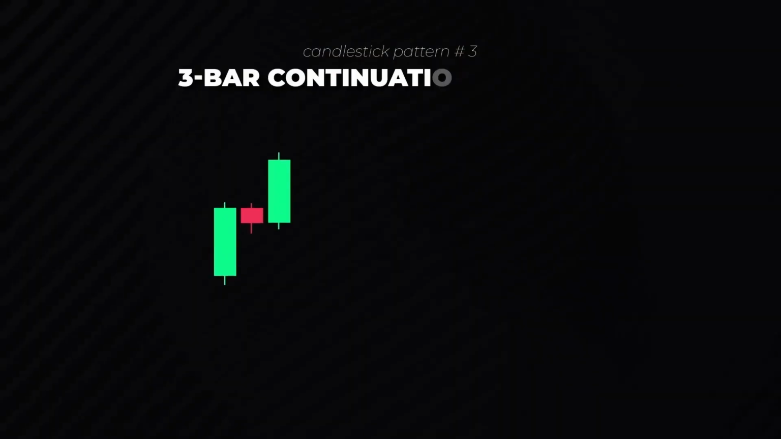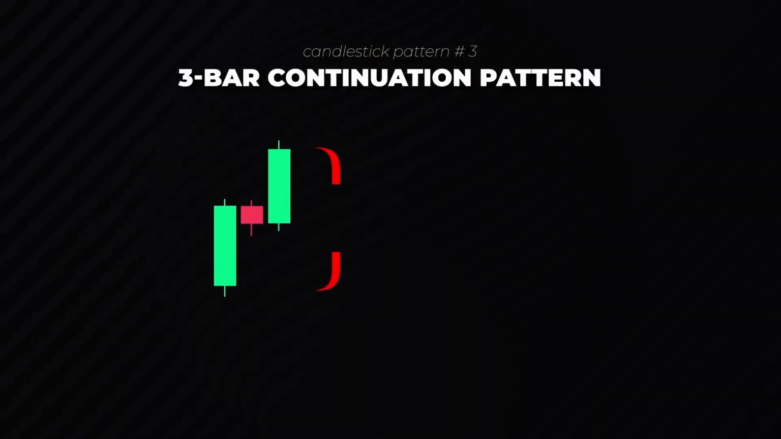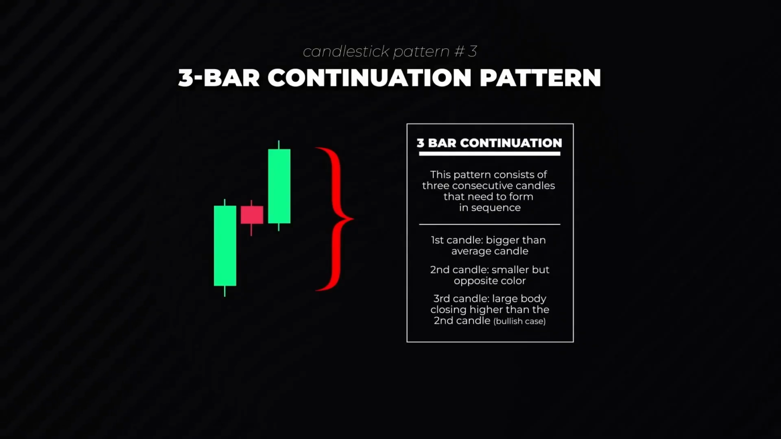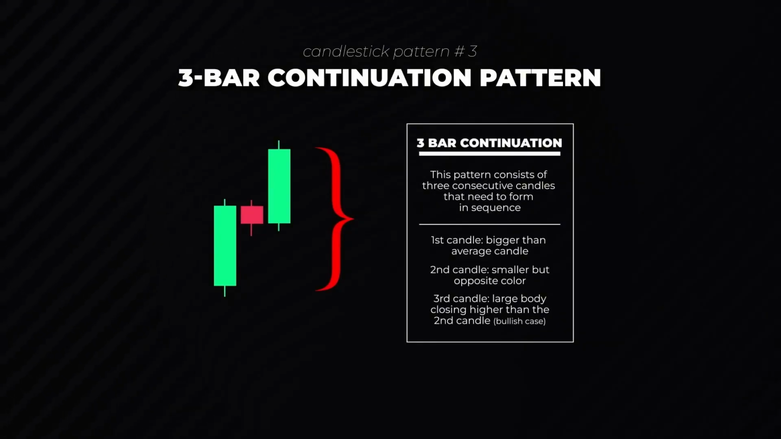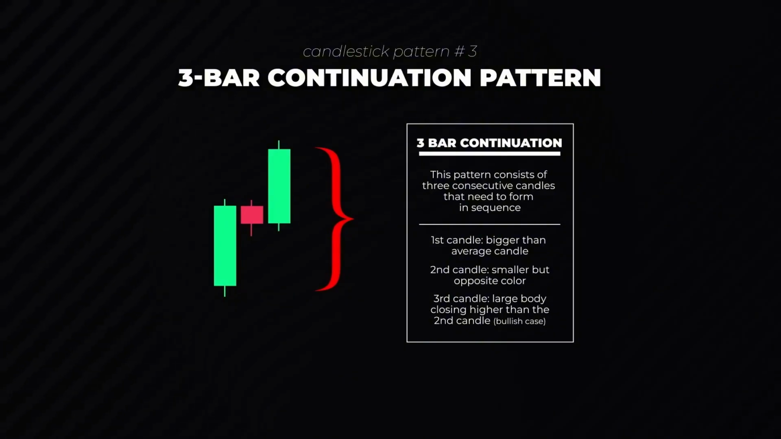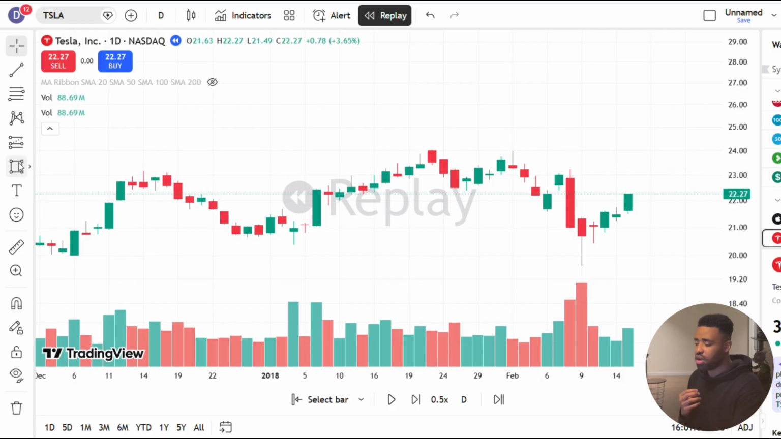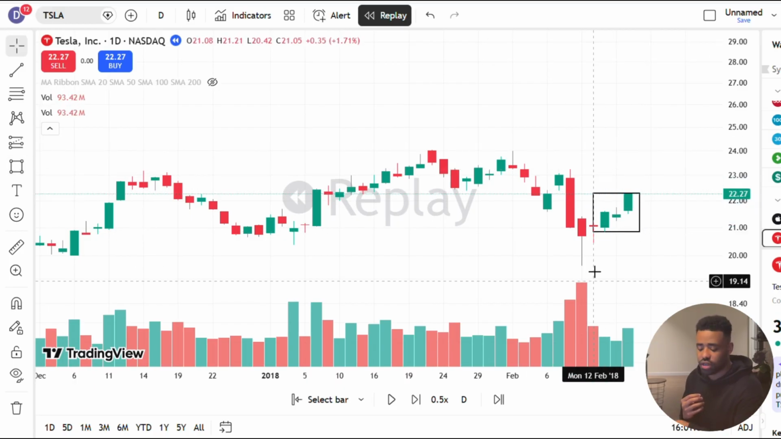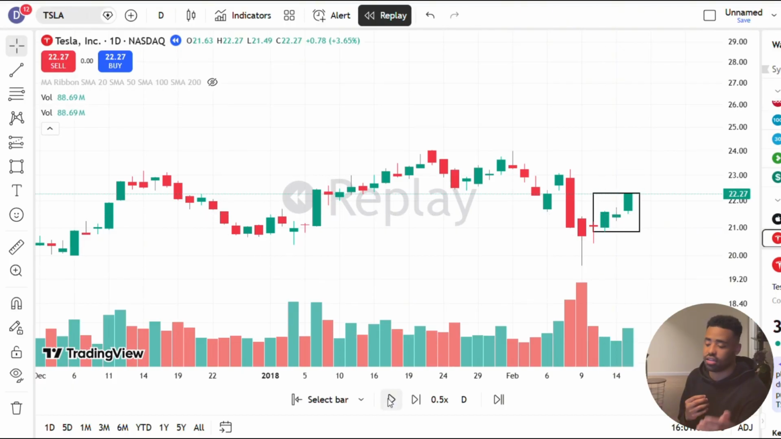Next on the list is honestly underrated, and it's what I call the 3-bar continuation pattern. A 3-bar continuation is pretty much when you have a strong move, then a small pause, and then continuation in the same direction. It's basically the market taking a breather, if that makes sense. So realize momentum doesn't just go straight up or down forever. It moves, then pauses, like I said, and then it continues.